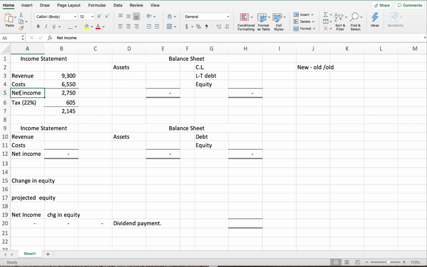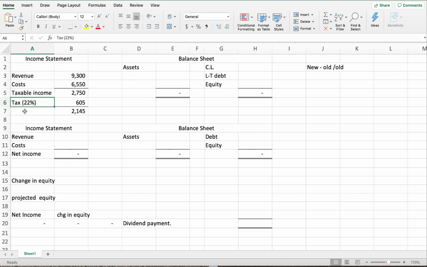I want to change this net income to be taxable income, and the bottom line is our net income. So very important, making sure you're recognizing what each of these line items are. Okay, revenue minus costs gives us taxable income. We subtract out the taxes because we have them in this case. If we did not have taxes, taxable income would just be our net income.